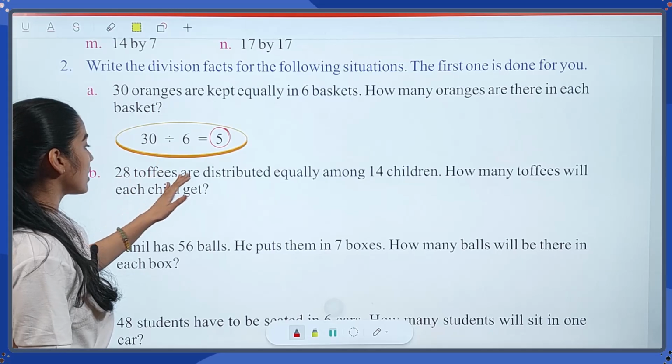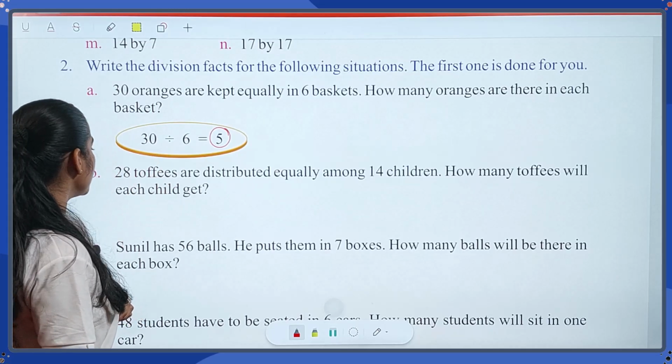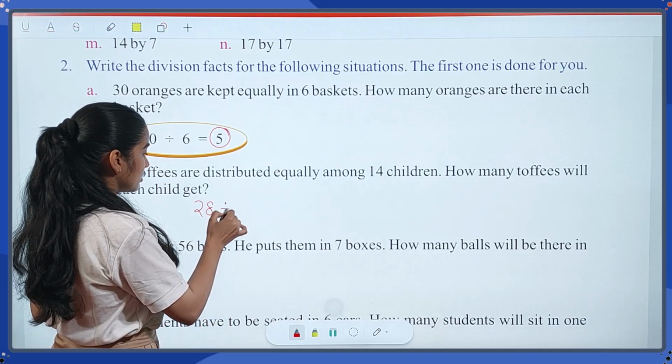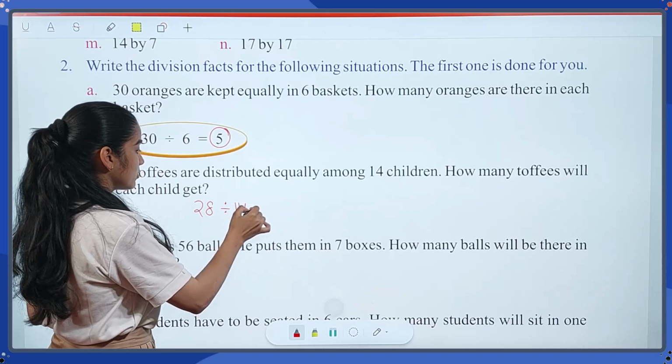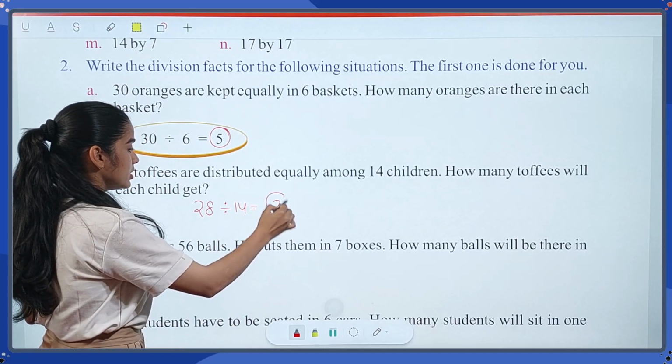28 toffees are distributed equally among 14 children. How many toffees will each child get? So 28 divided by 14. How many toffees does each student get? 2 toffees each student gets.